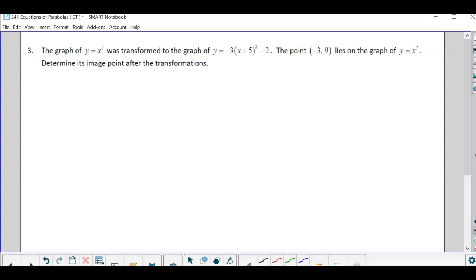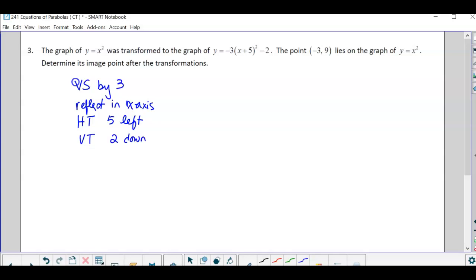So we've done something similar in the last note sheet. We want to go through what's happened. So we have a vertical stretch by 3, reflection in the x-axis, horizontal translation 5 left, vertical translation 2 down.